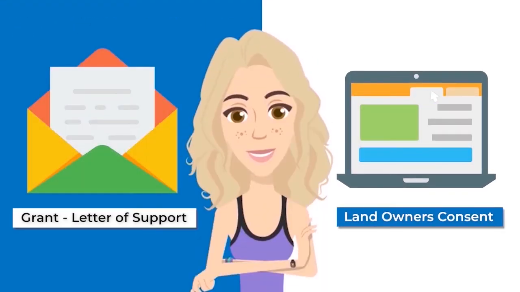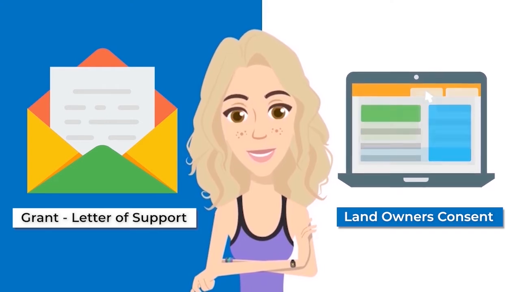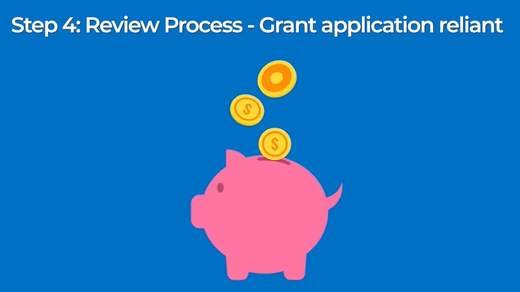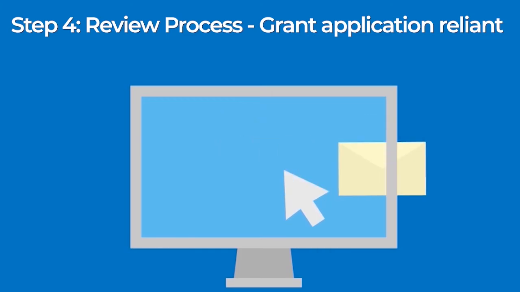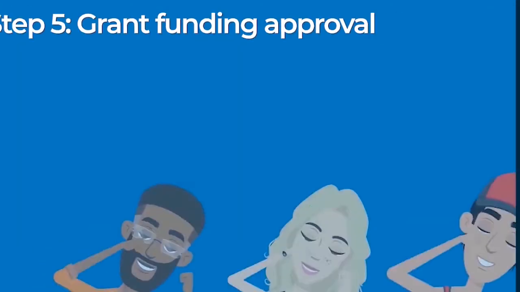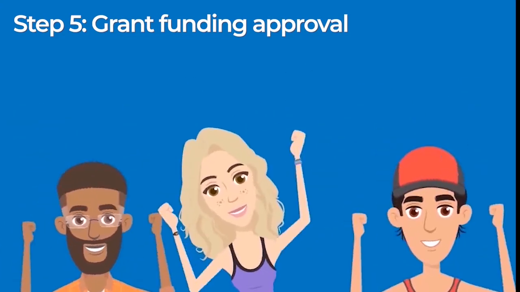Please note, Step 4 will only take place should your organisation have to apply for a grant if they require additional funds. If you're not applying for a grant, go straight to Step 7. Step 4 is the review process for grant application reliant. Council officers will review the documentation provided, and if the project is supported, then a letter will be provided supporting your grant application. Step 5 is grant funding approval.